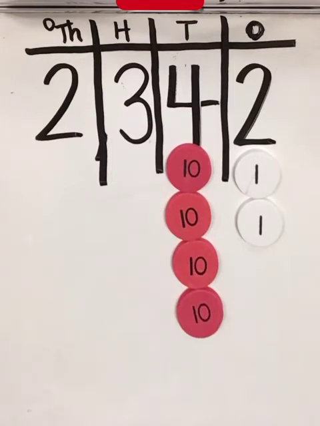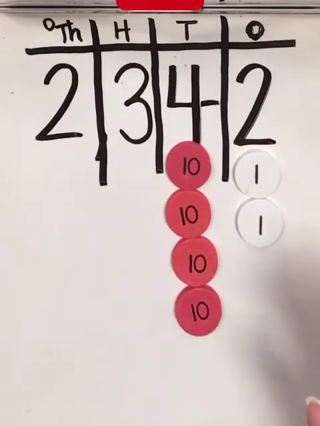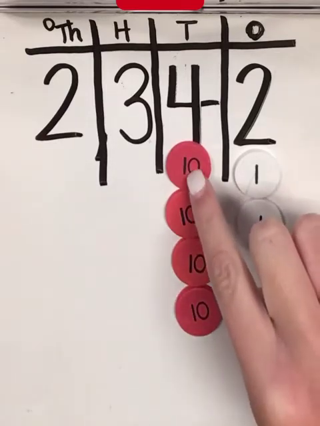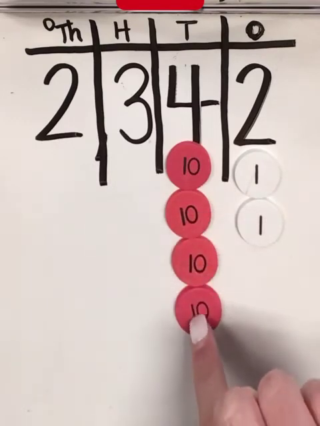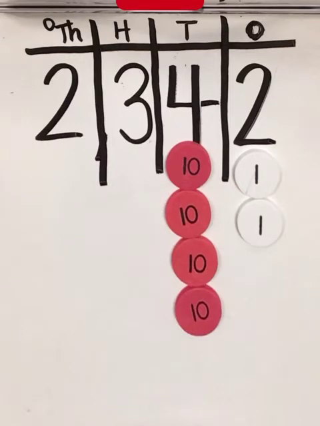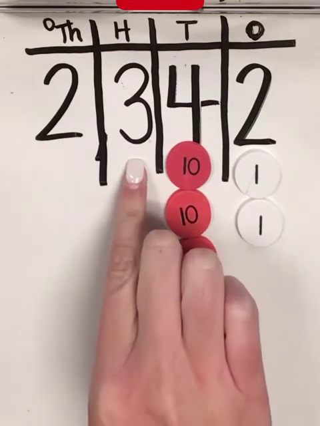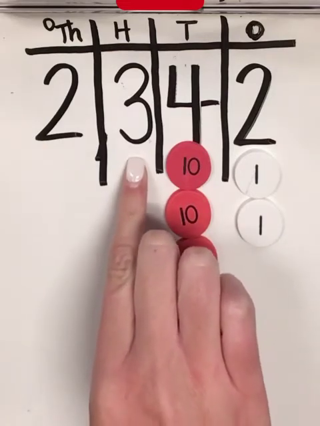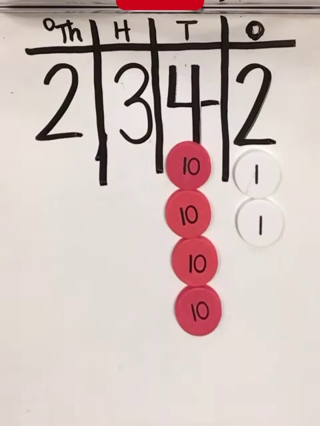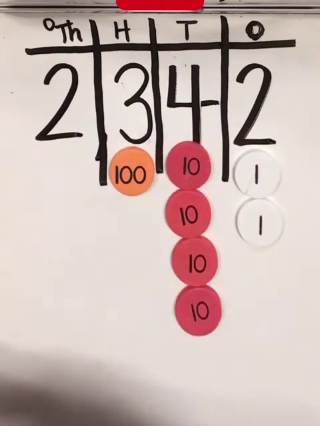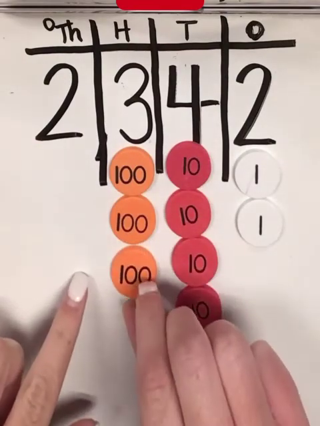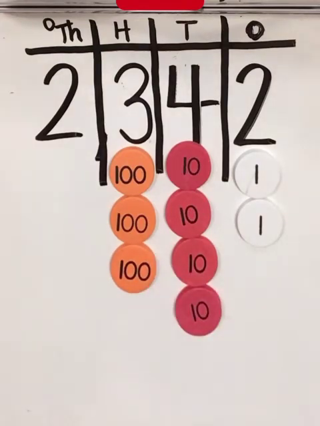But let me ask you, what is the value of that? Well, if we have 4 tens, we need to count by tens to find the full value. 10, 20, 30, 40. So 4 tens is the same thing as 40. In my hundreds place, I have a digit 3. How many hundreds do we have? We have 3. So 100, 200, 300. So 3 hundreds is the same thing as 300.